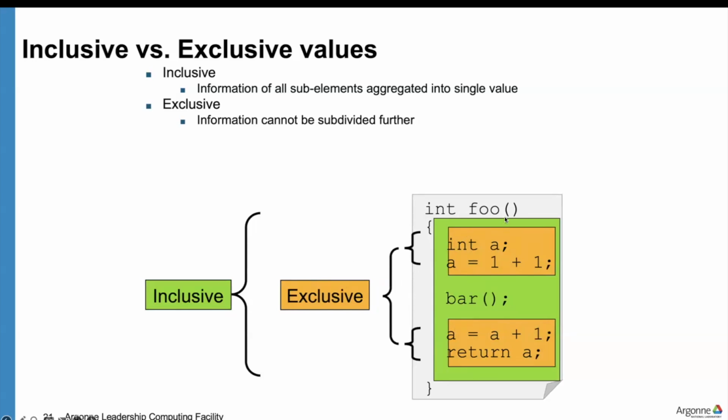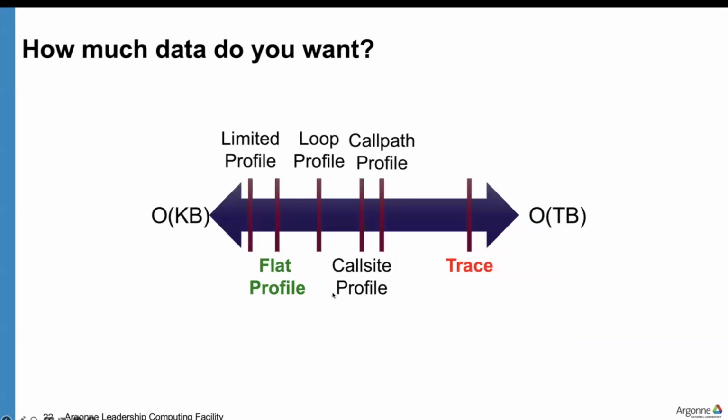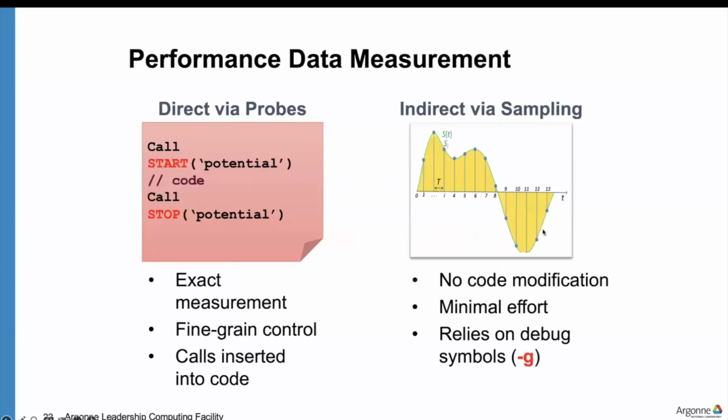Exclusive time is the time spent in foo outside of instrumented functions. Inclusive time is this green section, all the time in that function. And then you can have flat profiles, call site profiles, call path profiles, all the way to traces. You have start and stop timers for direct probe-based instrumentation, or indirect via sampling, where if you compile the code with -g, you get a periodic sample.